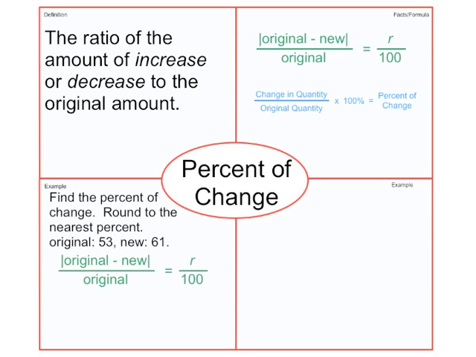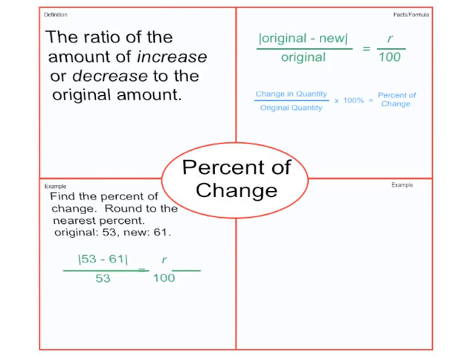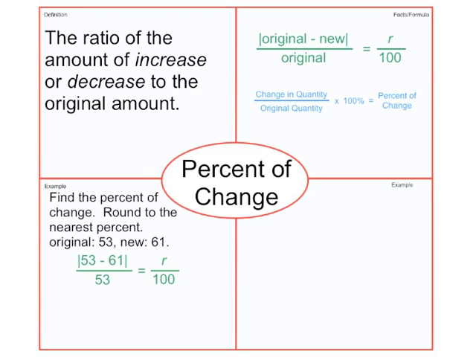We're looking for the percent of change from 53 to 61. We'll go ahead and replace our equation with the values. We need to subtract 53 and 61. 8 is the difference, but because it's absolute value, it is positive. At this point, we just cross multiply and divide like we would with any other kind of ratio. And our rate is going to equal 15.1%.